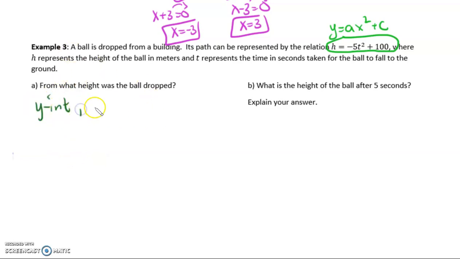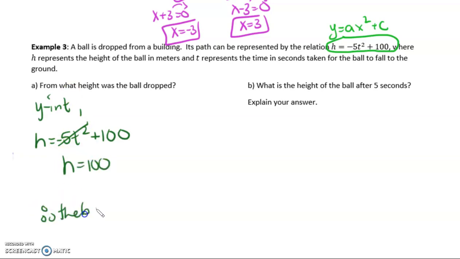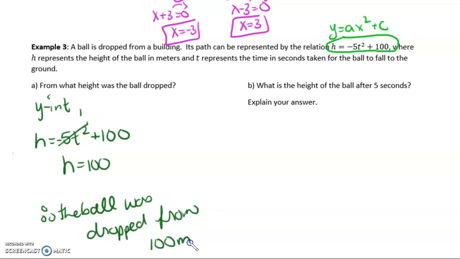Okay, so to actually find a y-intercept, we can pull it straight out of the expanded form, which is a fine way to do it. So that goes away, and we have h equals 100. So therefore, the ball was dropped from a height of 100 meters.